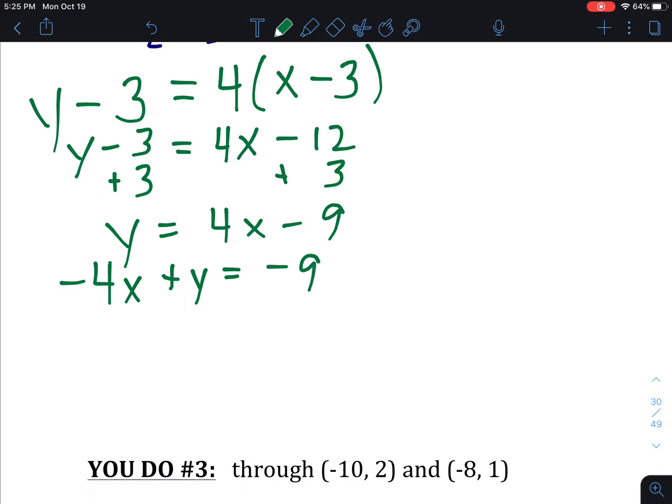Almost in standard form, but the A is not allowed to be negative. So we just flip the signs of everything. And there it is. There's your standard form.